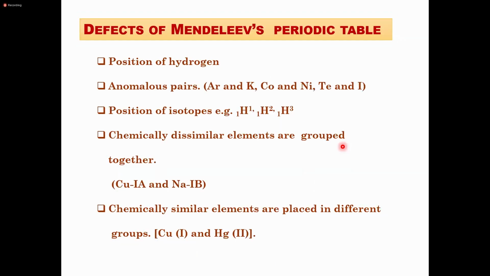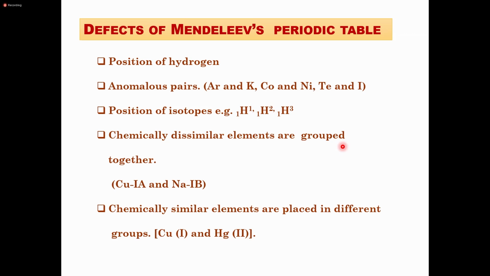But there are some defects also. That's why the modern periodic table has been discovered. Every system should have some defects, then we can discover a new system with more advantages. So defects or failures should be present in a system.